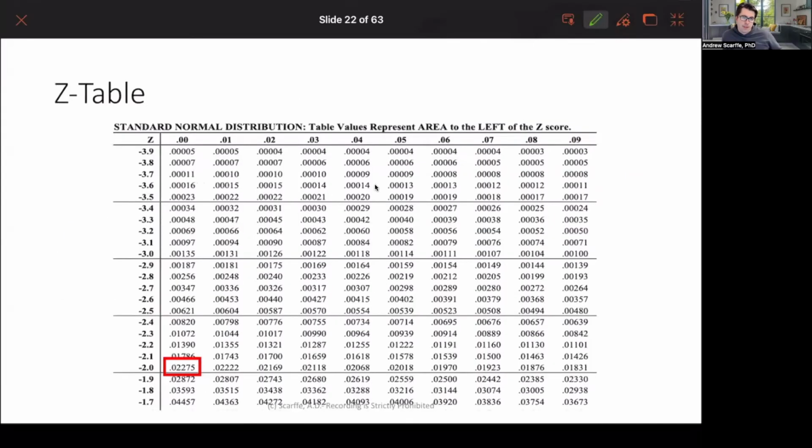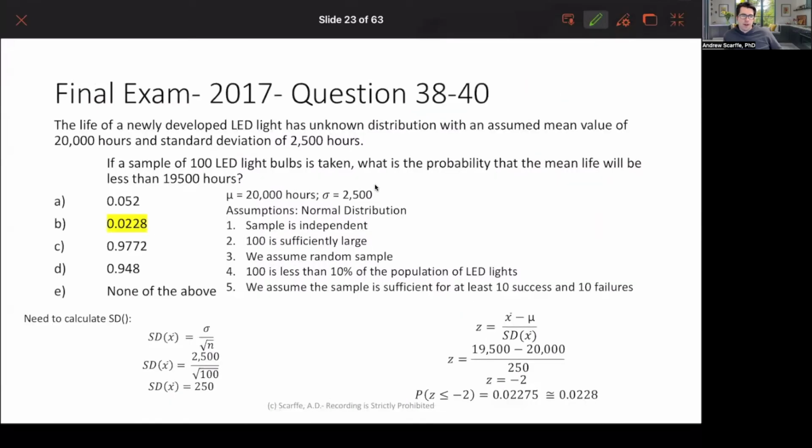We look up -2 in our standard normal curve. We observe that this is the area to the left. So, of course, that is all we need. So there is our final answer. We can round to 4 decimal points, and we get B as our final answer.